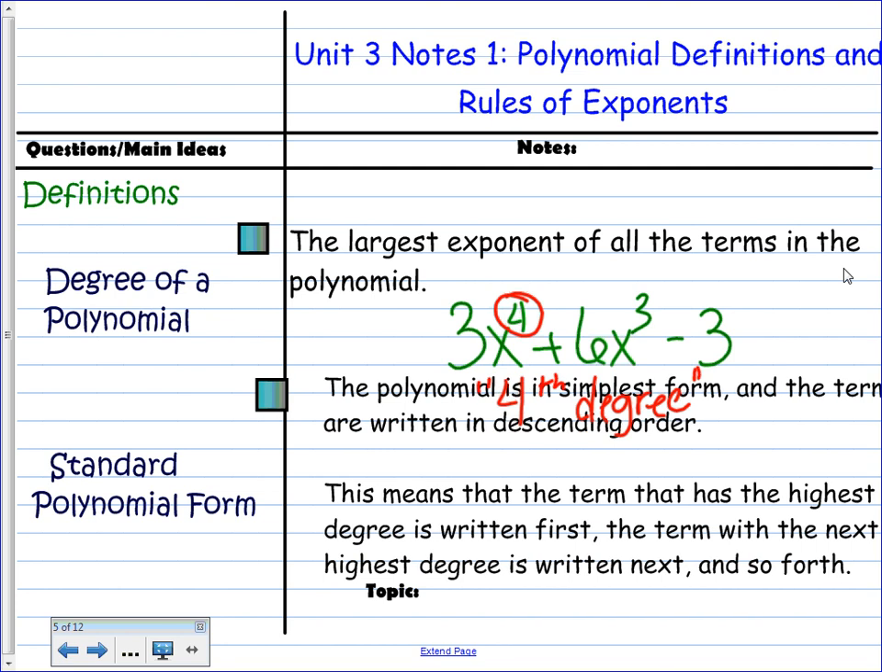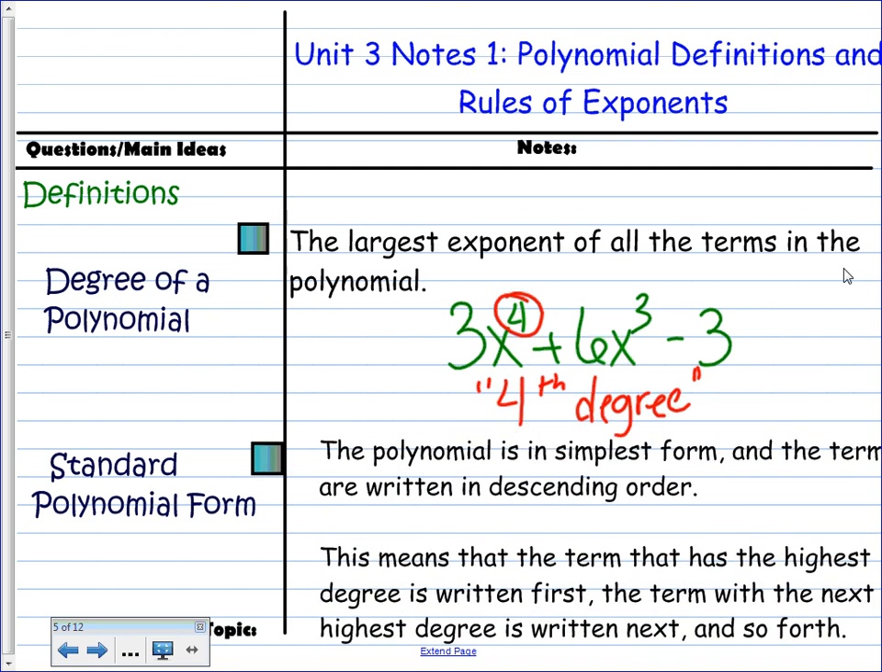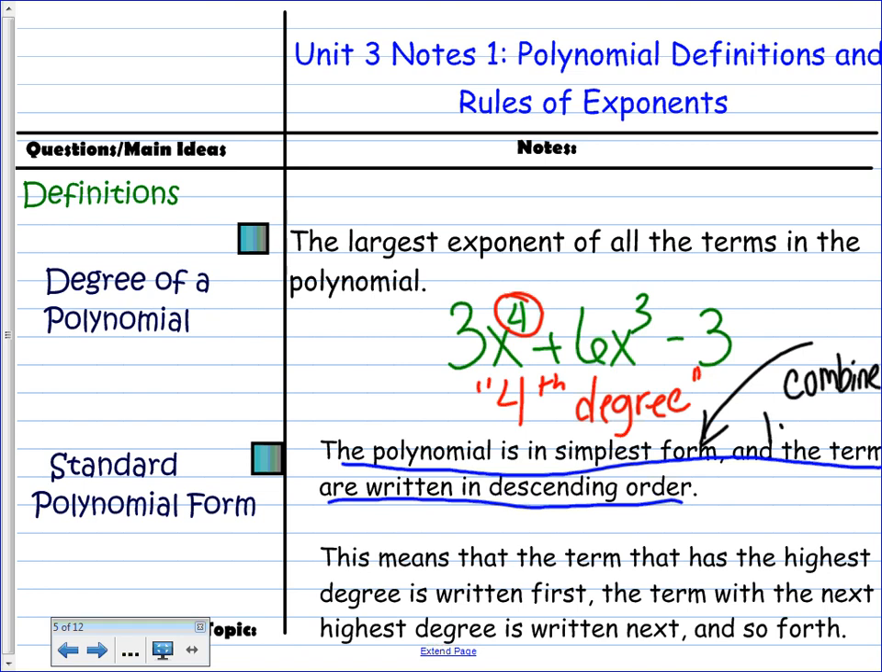You don't have to necessarily write down all of this, because it's a lot of information. Here's what's important. We're talking about the standard form of the polynomial. This is the biggest thing that you write down. The polynomial is in simplest form, and the terms are written in descending order. When we're talking about simplest form, that means all like terms are combined. And it also says that down below.